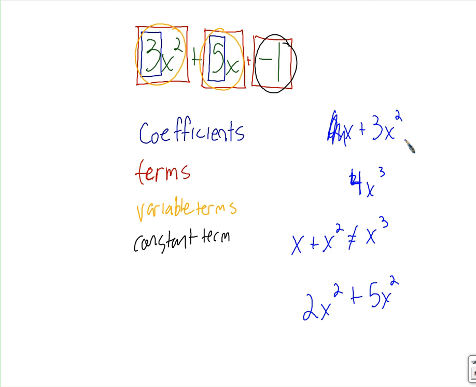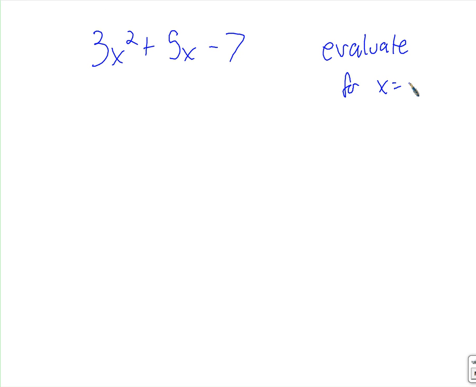Let's see. Getting pushed here. We've got a few more minutes, so here's what I'm going to do. I'm going to write another nonsense expression: x squared plus 5x minus 7. I'm going to ask you to evaluate it for x equals negative 3. And then I'm going to hope that makes more sense. It just means plug in negative 3 for x. But the math speak is evaluate.